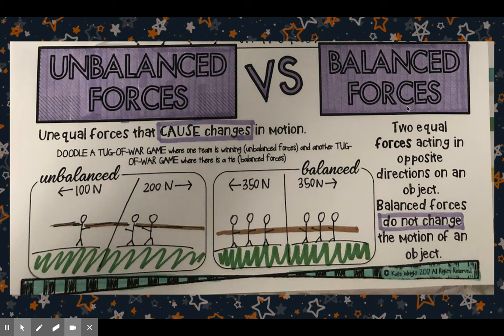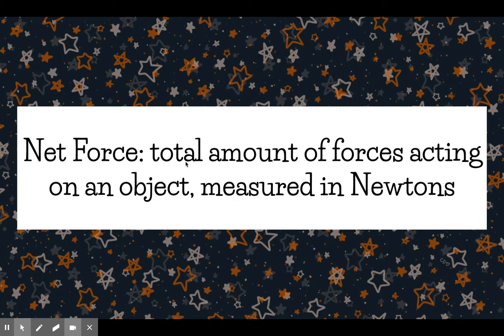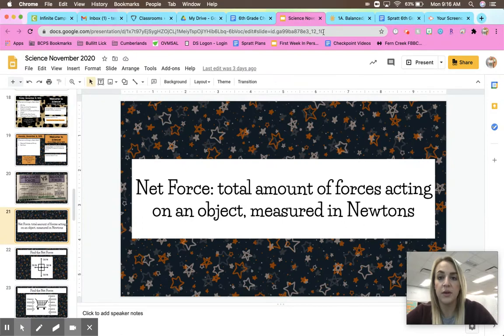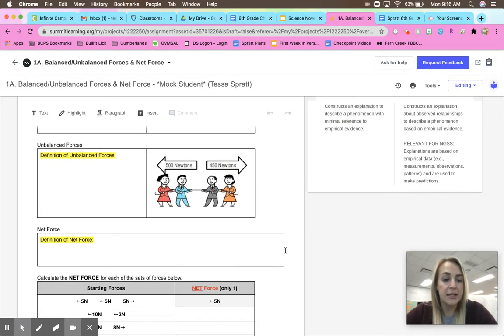motion. A balanced force is two equal forces acting in opposite directions on an object, but balanced forces do not change the motion of an object. So if we've got three people playing tug of war here in this example, 350 newtons pulling to the right, 350 newtons pulling to the left, there's not going to be a change in this motion. It's going to stay right here in the middle. It's going to be a stalemate. So make sure you put this in the correct balanced forces box. Net force, this is the total amount of forces acting on an object measured in newtons. So again, that is going in this box.